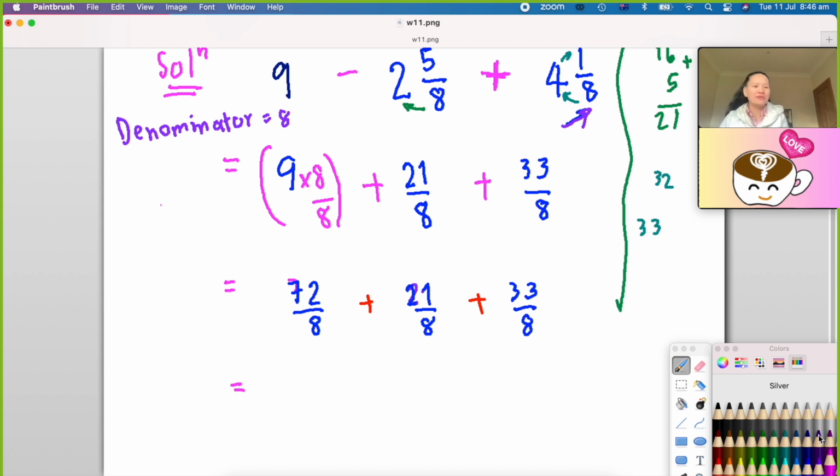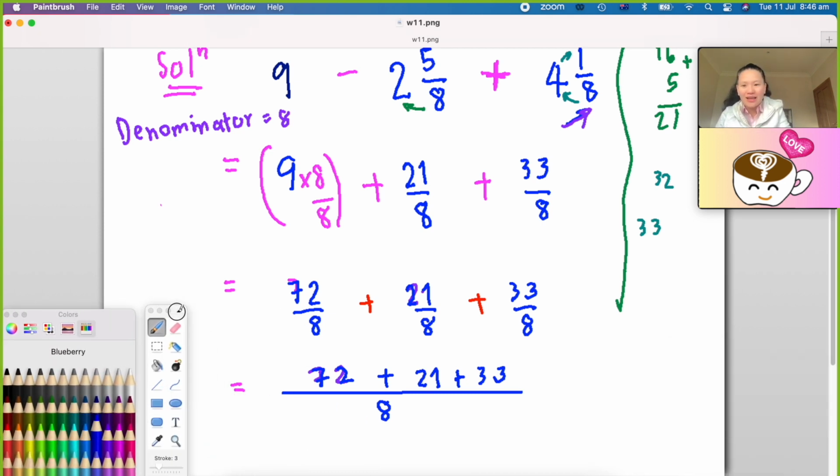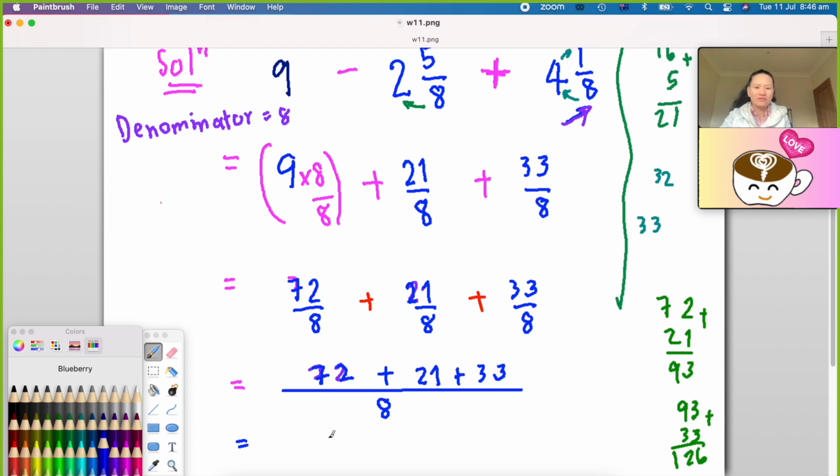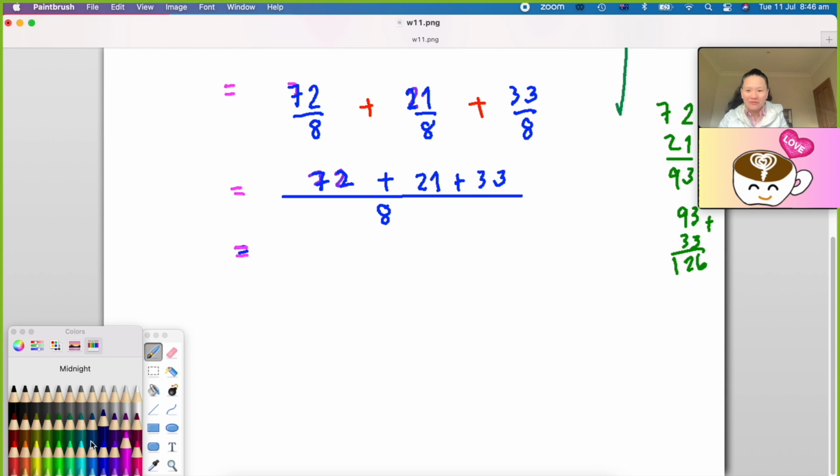Now I know that all the denominators are the same. It's equal to 8. And then we have 72 plus 21 plus 33. What is it? Okay, let you work it out. Let's do our workout together, Grace. 72 plus 21 is 93. 93 plus 33 is 126. So are we going to have 126 divided by 8?